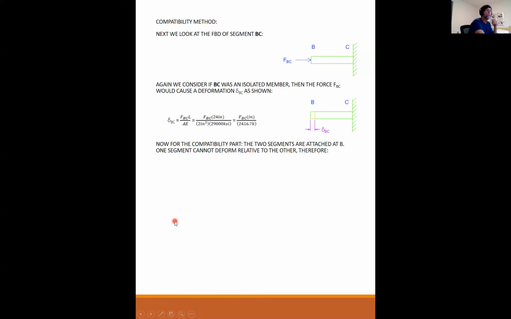Now for the compatibility part, the two segments are attached at B. Therefore, one segment cannot deform relative to the other segment. Therefore, the deformation of AB plus the deformation of BC has to equal 0. That is not to say that node B doesn't move. Node B may move around, but whatever grows on one side, it has to shorten on the other side because the overall distance from A to B is constant. It can't change because it's wedged between the two walls.